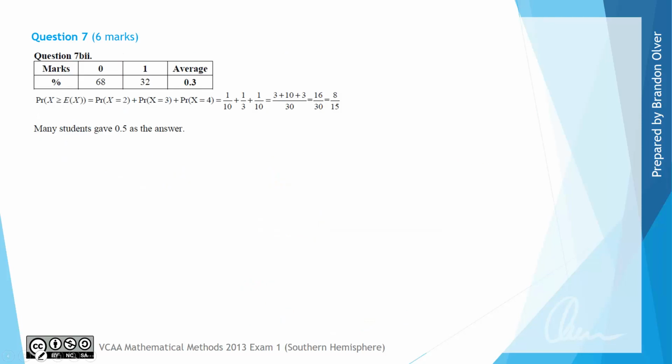From the examiner's report, we can see that 32% of students got the mark for that question, with many students giving 0.5 as the answer, confusing the probability that x is greater than the mean with the probability x is greater than the median. Students probably also had difficulty working with the fractions and decimals involved in this question.